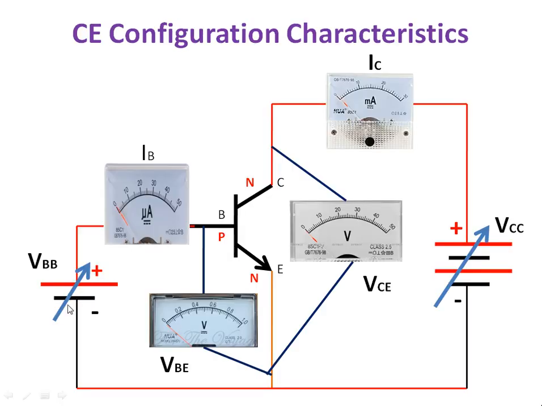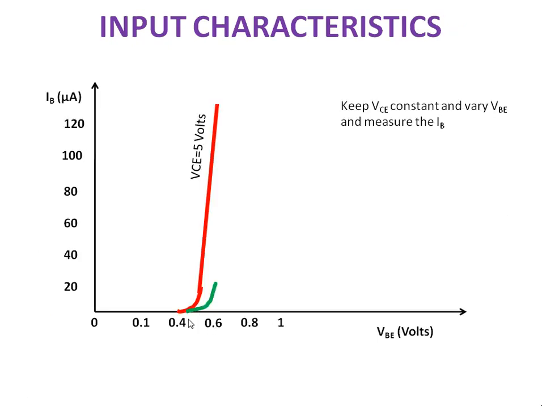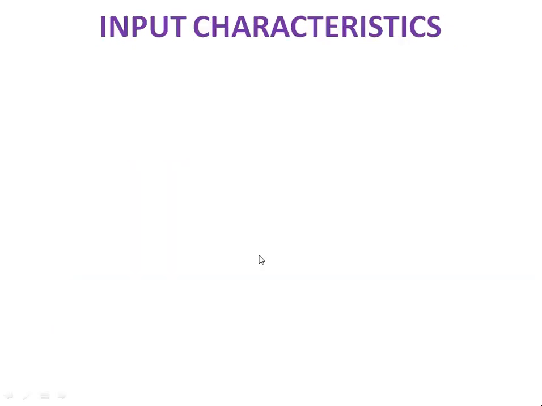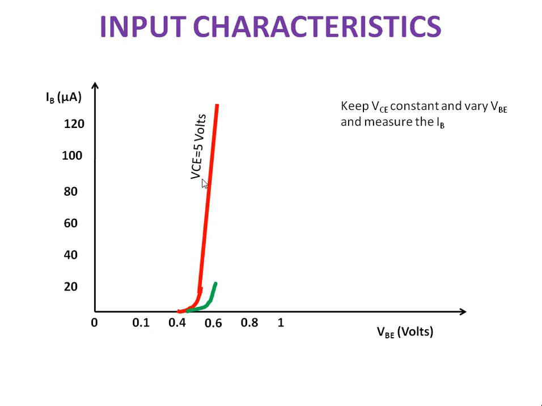So go to the circuit. By varying this voltage, measure the VBE and IB for different voltages, tabulate the relationship between VBE and IB, and plot the graph. While plotting, the voltage across collector and emitter should be constant. Your VCE should be constant. How will you make it constant? Just vary this VCE and make it 5 volt, and after that just vary the voltage and measure the IB and VBE. So we will get the graph like this.